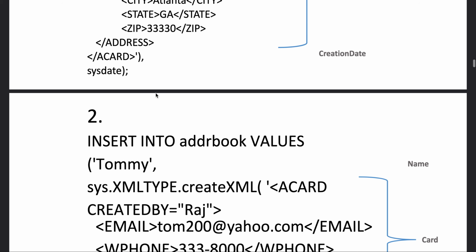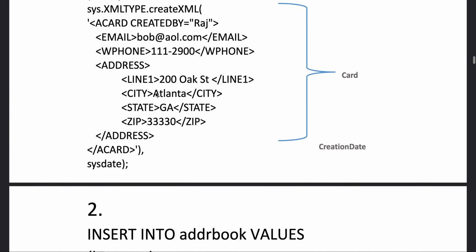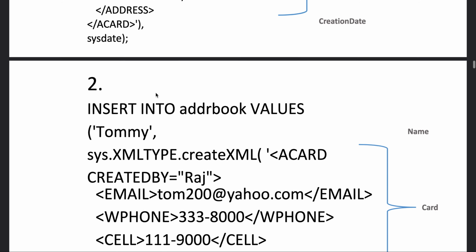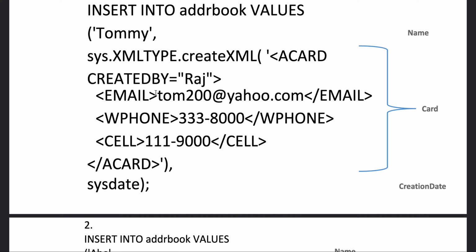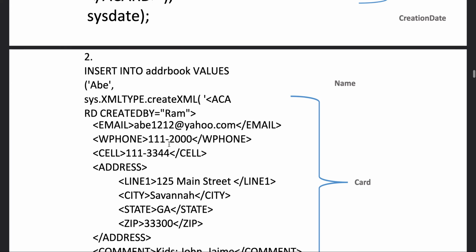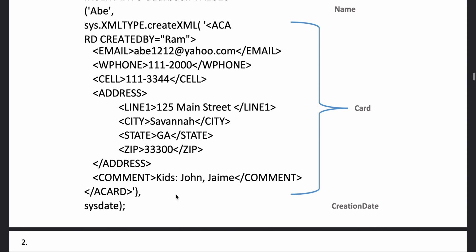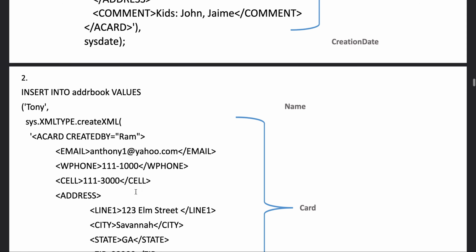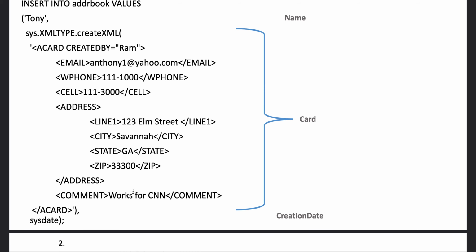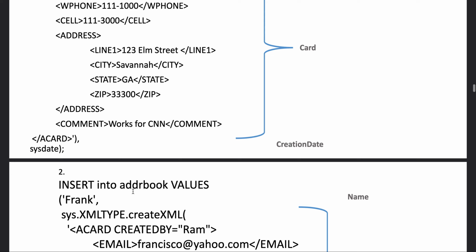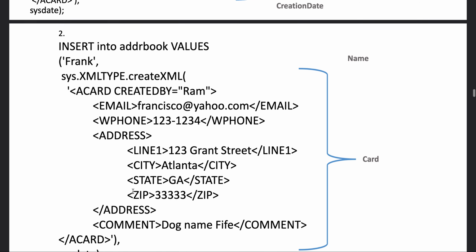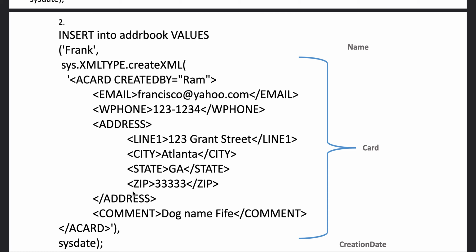And then we also have for Tommy, no address or comment. We just have his cell phone information. And for Abe, it includes kids in his comment, and Tony works for CNN in his comment, right? And for Frank, he has a dog, the name of his dog, in his comment as well.